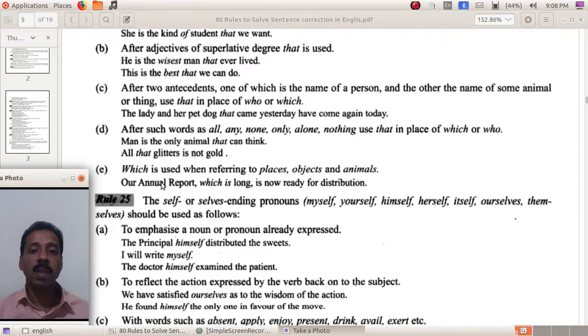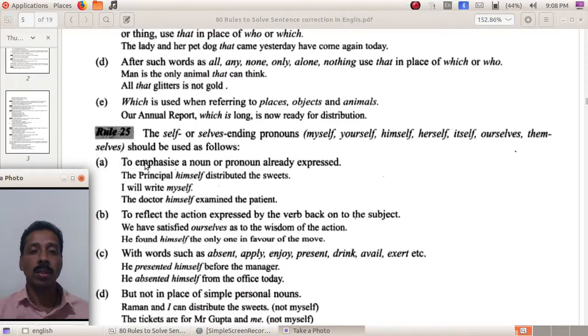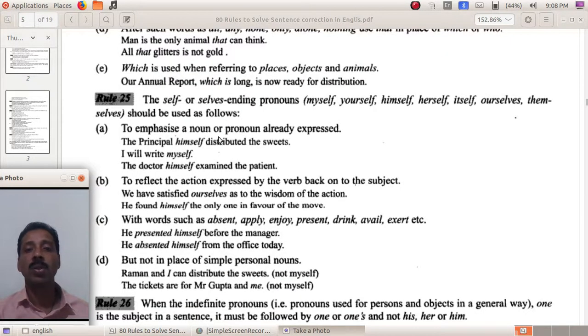Then, after such words as all, any, none, only, alone, nothing, use that in place of which or who. All that glitters is not gold. And then rule 25 is regarding the use of reflexive pronouns, self or selves forms. Four cases are mentioned here. One is to emphasize a noun or pronoun already expressed. The principal himself distributed the sweets, I will write myself, doctor himself, etc.